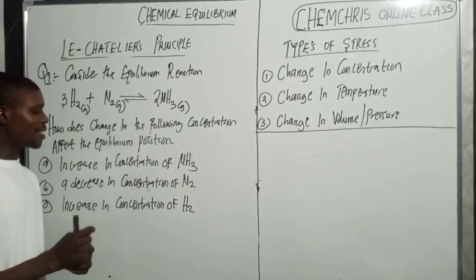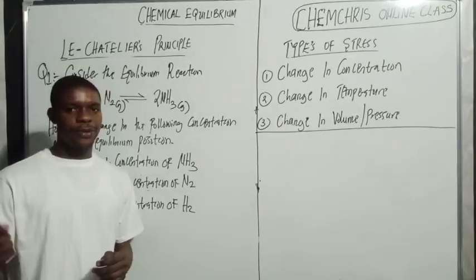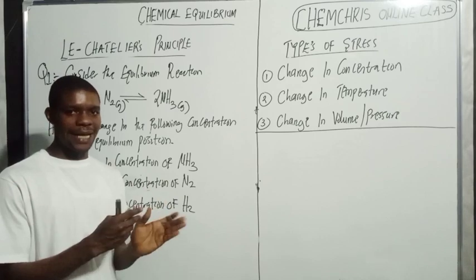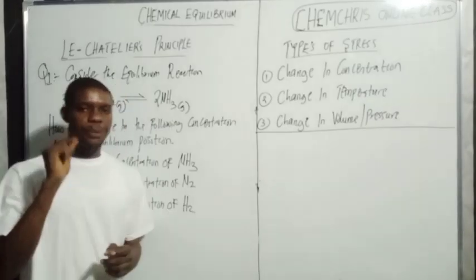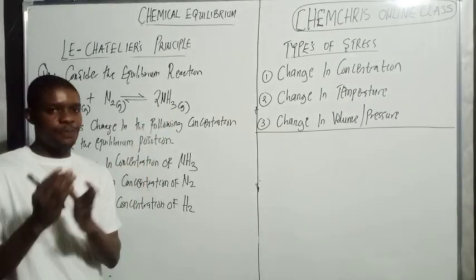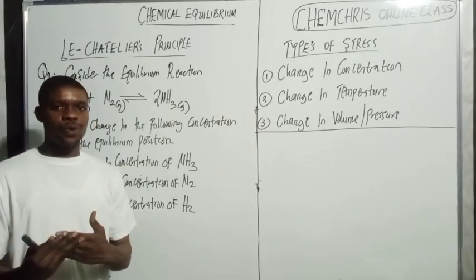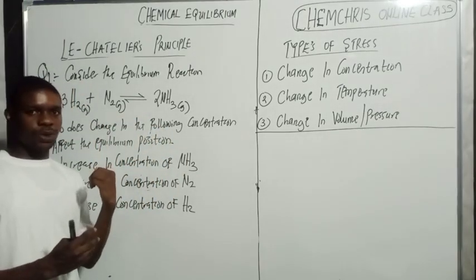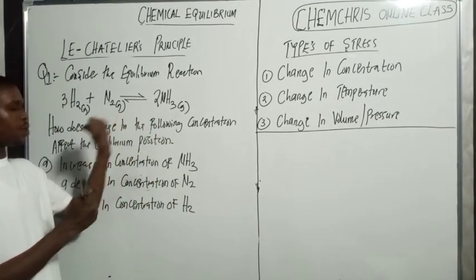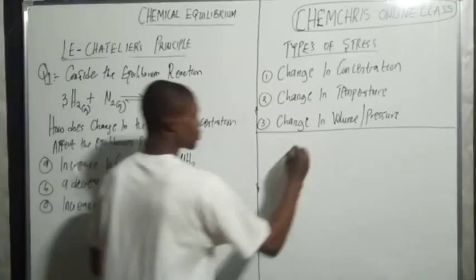Now remember that an increase in concentration at one point will cause the reaction to move to the opposite side, right? So NH3 is the product. So when you increase the concentration of the product, where will the equilibrium move to? Toward the backward reaction. Favor it, move toward the reactant side. So solution.